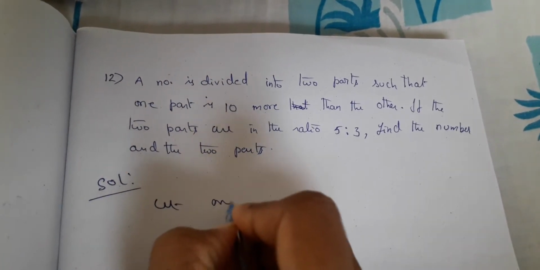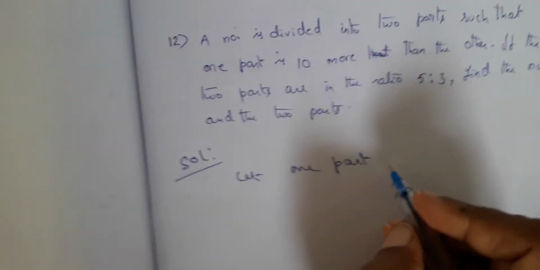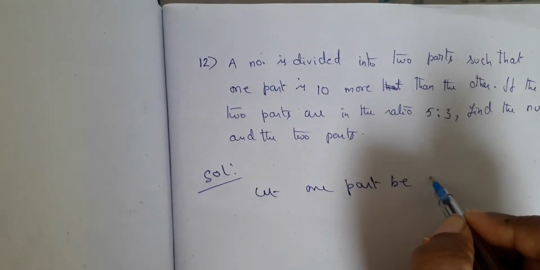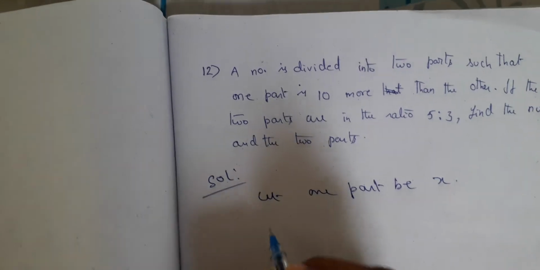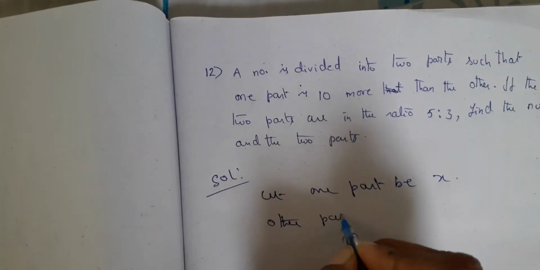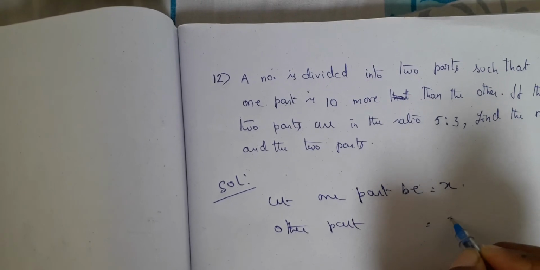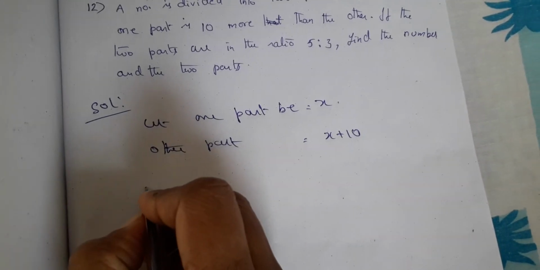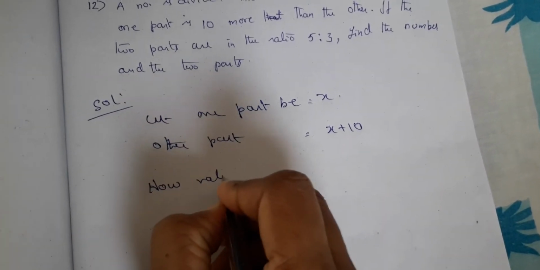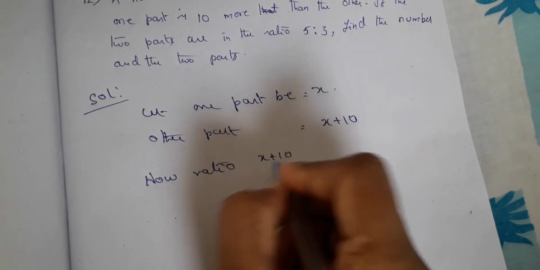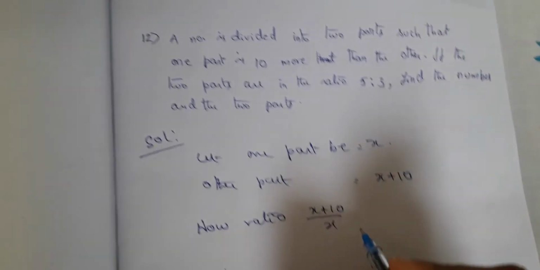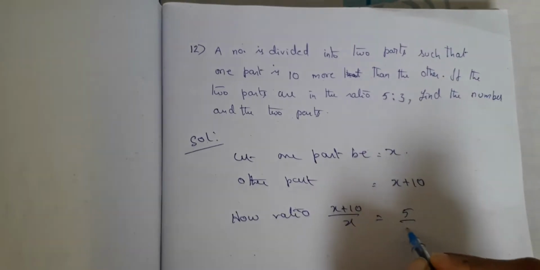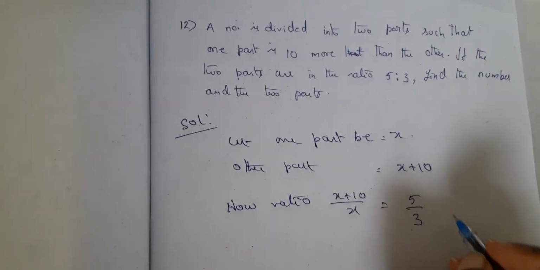So let one part be x. Very good. What is the other part? The other part is equal to x plus 10. Yes or no? x plus 10. Very good. Now you can take the ratio of x plus 10 to x. Now the ratio of x plus 10 by x is equal to 5 by 3. 5 by 3, it is given. That's all.